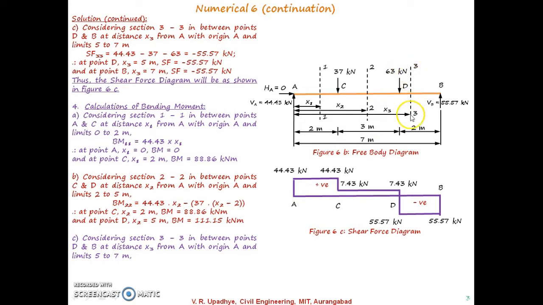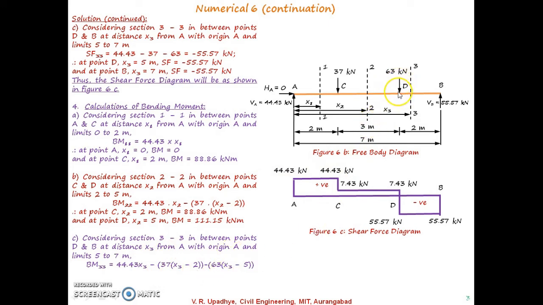If we now consider section 3-3 and the left part of it, then we have three forces acting. So what will the equation be? Now 44.43 is the reaction at A, and its moment up to section 3-3 will become 44.43 multiplied by the distance x3. So 44.43 into x3 is the first term. The second term is related to the moment due to the 37 kilonewton force. From support A up to section 3-3 the distance is x3, and from support A up to point C the distance is 2 meter. So the remaining distance from point C, where the 37 kilonewton force is acting, to section 3-3 will be x3 minus 2. So that moment will be 37 into x3 minus 2.